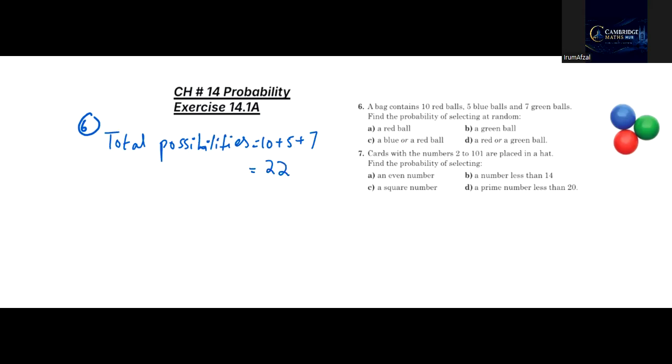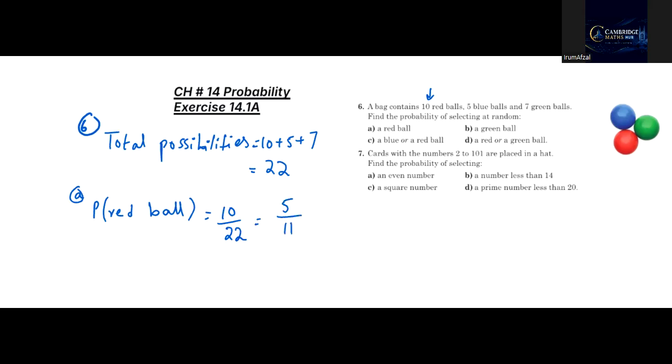Now for the A part, they are asking that we need to find out the probability of getting a red ball. Okay. How many times we have a red ball? 10 red balls out of total 22. So we can simplify this as well, like 2 times 5 and 2 times 11. That's it.